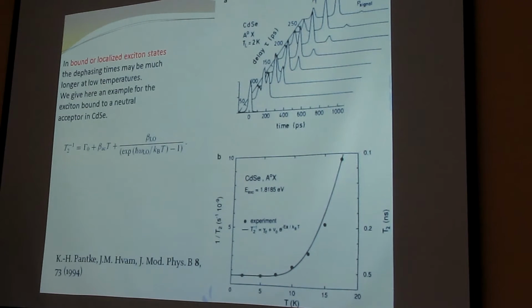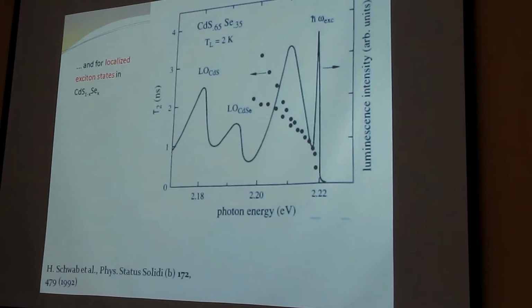Oh, please. You speak about the resonant creation of bound excitons. Yes. No, if you create excitons at higher energies, they first relax down, and then the phase coherence is lost.